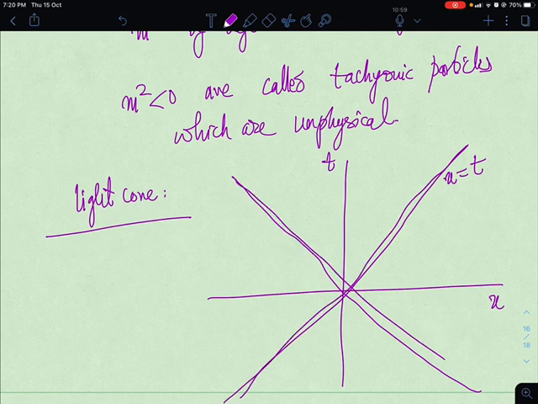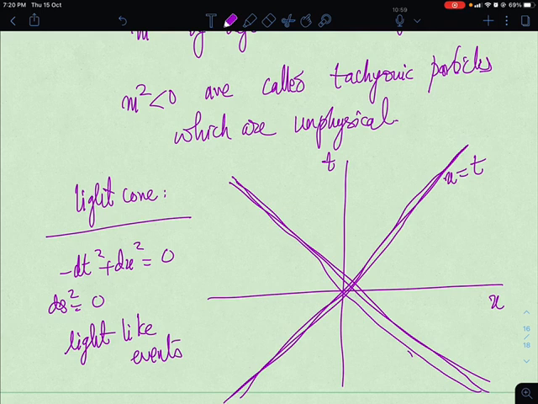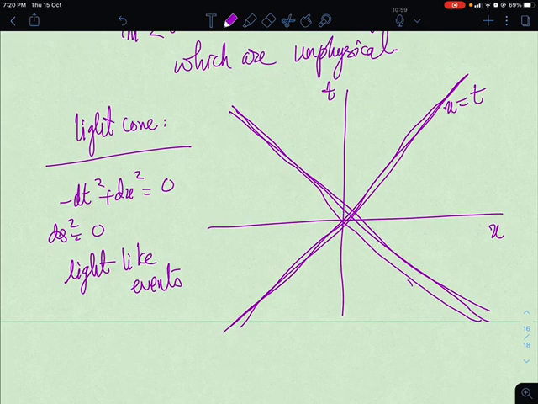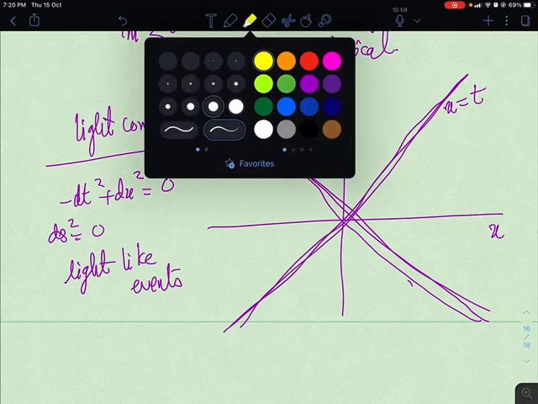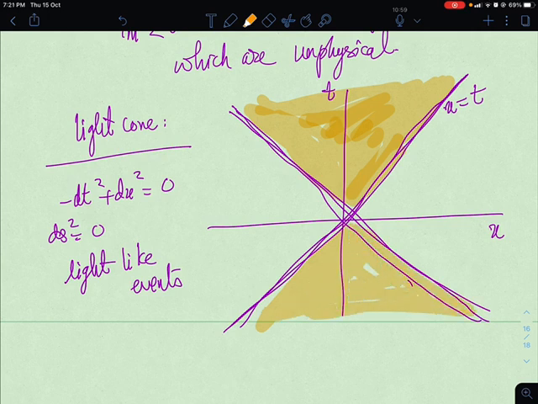This line is called the light cone line. Okay. So this sets the region where minus dt square plus dx square is equal to 0, or ds square is equal to 0. So all the events which are happening on this line are called light-like events. Now if you have anything below, say for example this region, these events are called time-like.